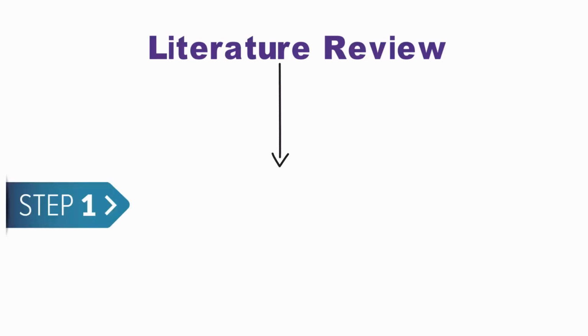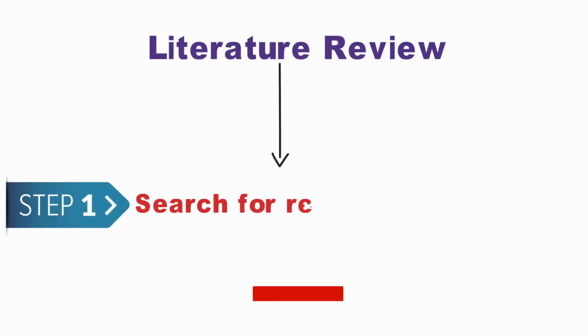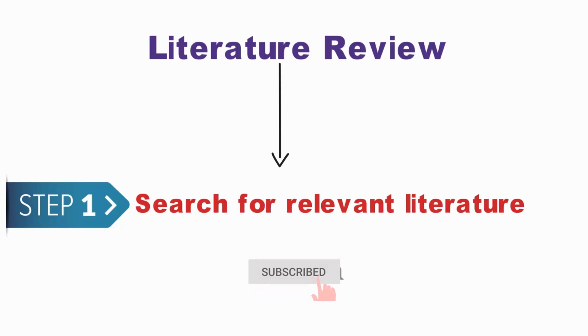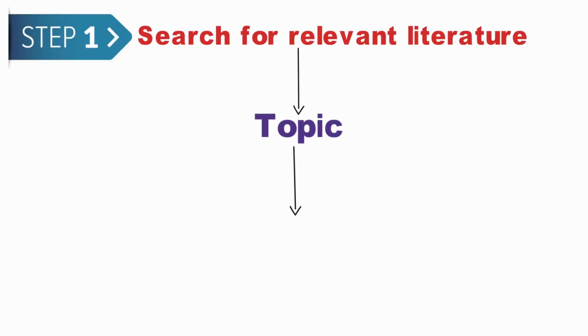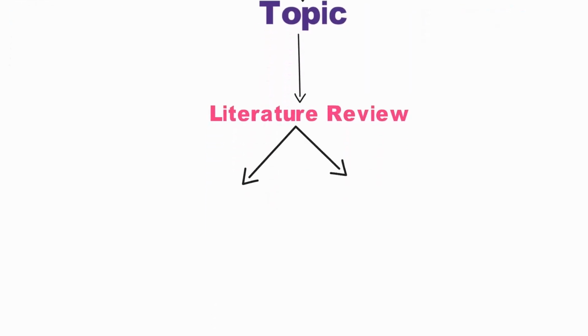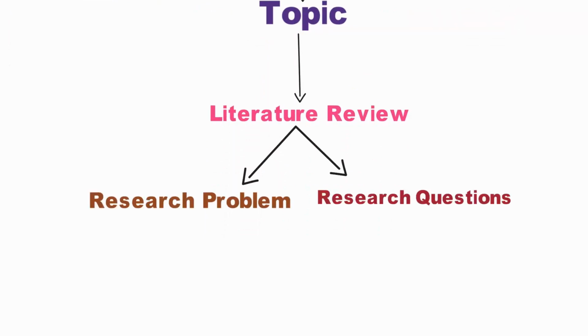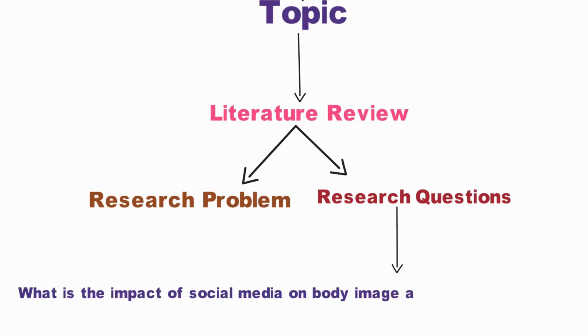steps. Step 1. Search for relevant literature. Before you begin searching for literature, you need a clearly defined topic. If you are writing the literature review section of a dissertation or research paper, you will search for literature related to your research problem and questions. For example, the research question is, what is the impact of social media on body image among Generation Z?